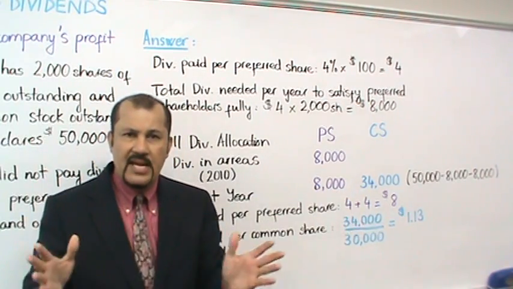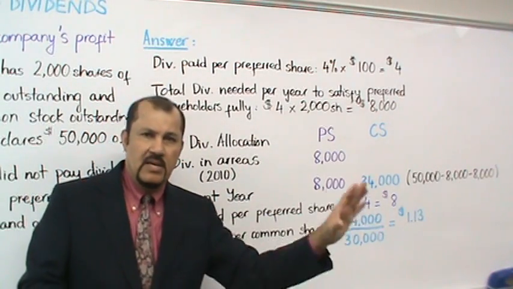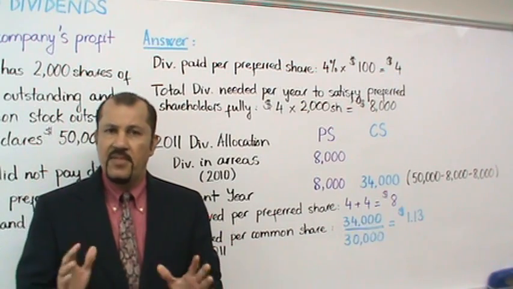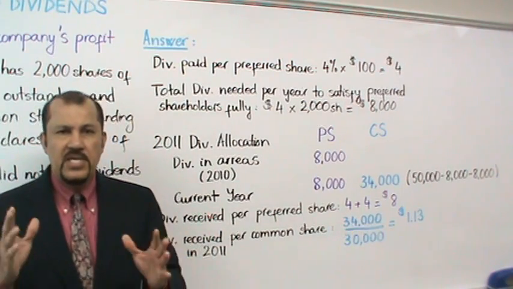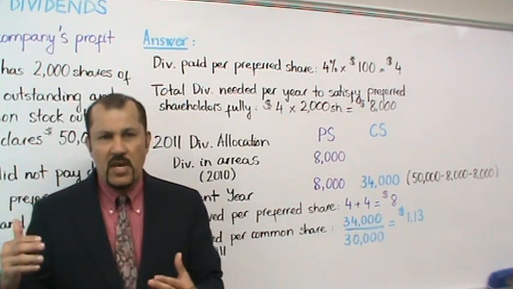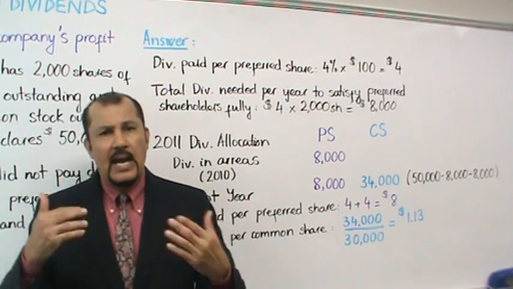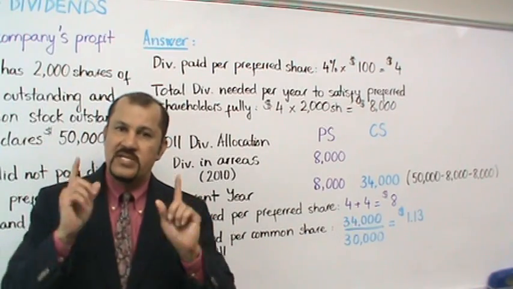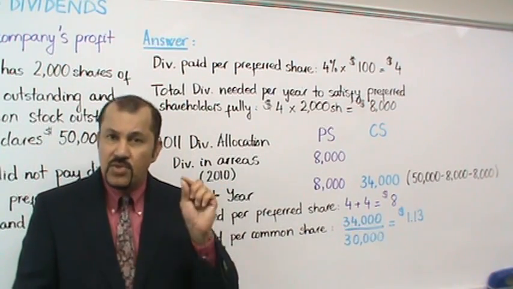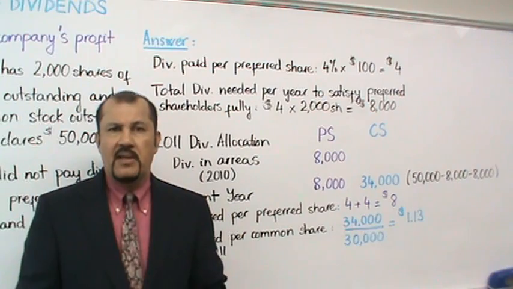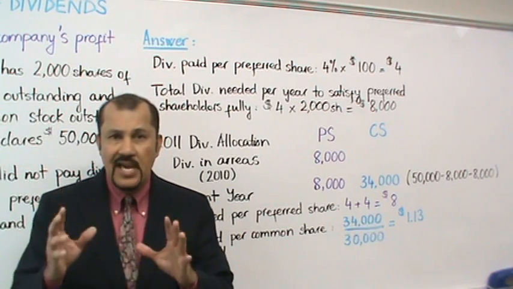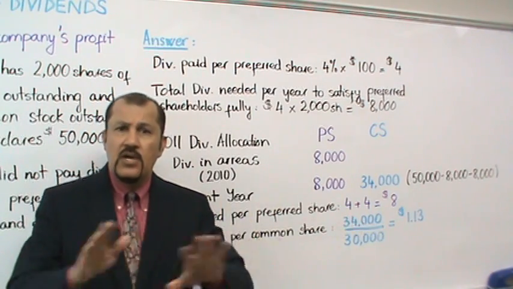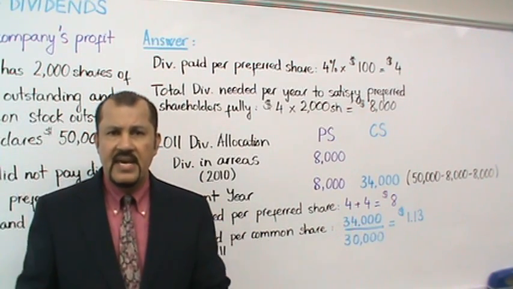And that's how we break out the $50,000 between the preferred shareholders who got $16,000 and the common shareholders who got $34,000. So these amounts represent the first part of our question, because the first part of our question was how much do each of these shareholder groups get in totality. So one more time, in totality, the preferred shareholders in 2011 got $16,000. The common shareholders in totality got $34,000. In 2010, nobody got anything because the company did not pay any dividends.